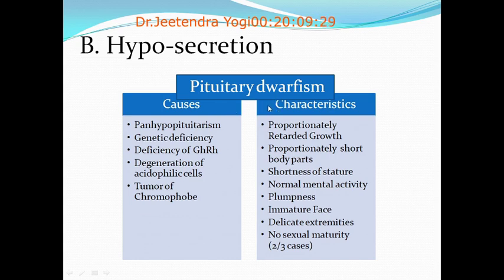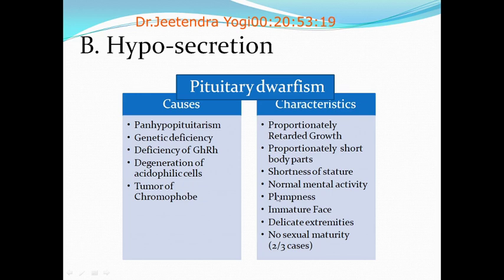So what are the characteristics of dwarfism in these children? There is proportionately retarded growth. Each and every body part is reduced in growth proportionately, so the child attains shortness of stature, but the child has normal mental activity. While in the dwarf of hypothyroidism there is reduction in mental activity, the pituitary dwarf has normal mental activity. That is an important feature of the pituitary dwarf.